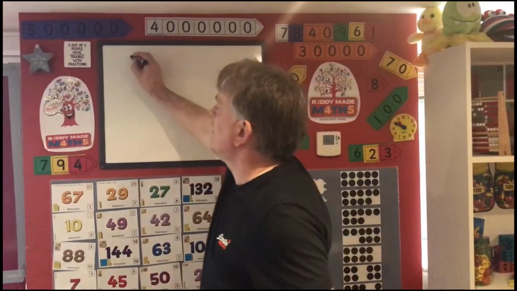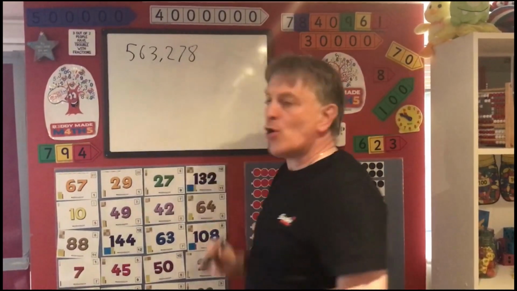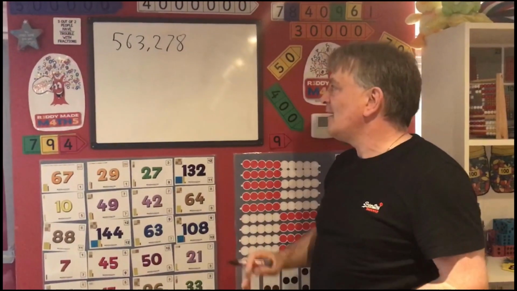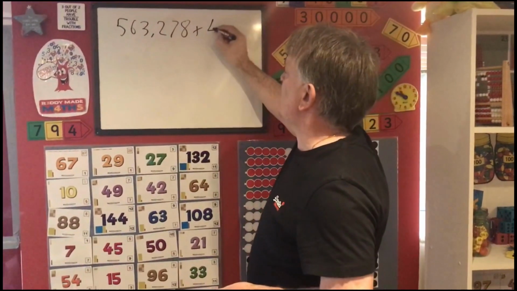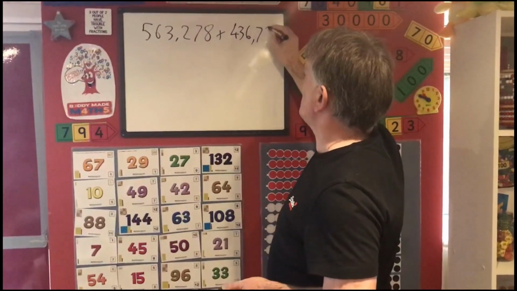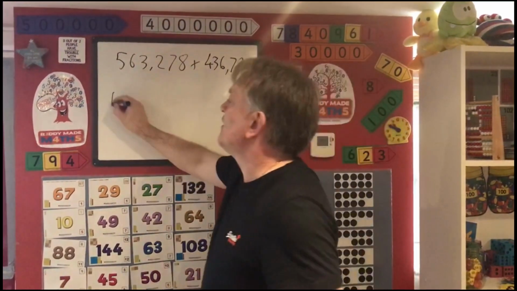I've got the number 563,278. What's the number pair to a million? Again, if you write it horizontally, it looks like a magic trick. Horizontally, it's 436,722. Children think, whoa, how have they done that so quickly?